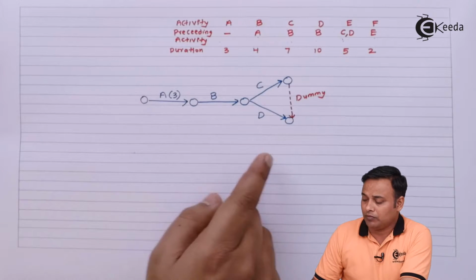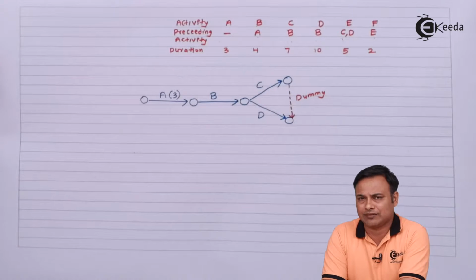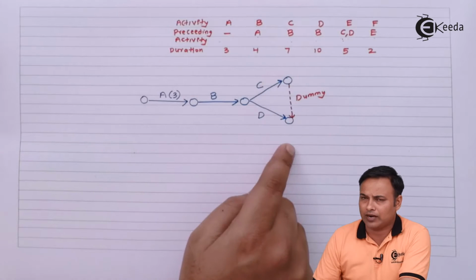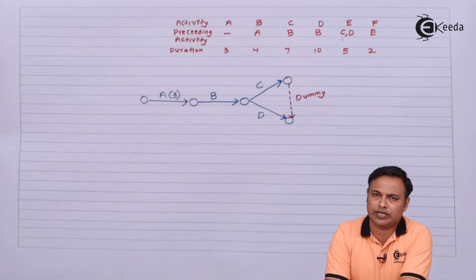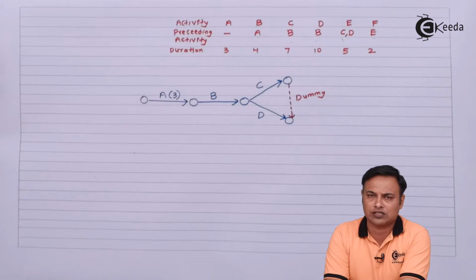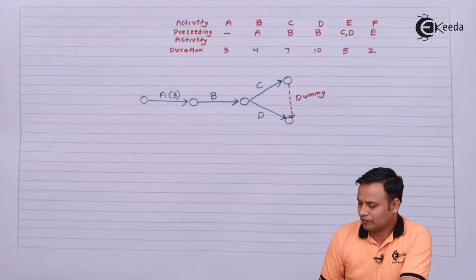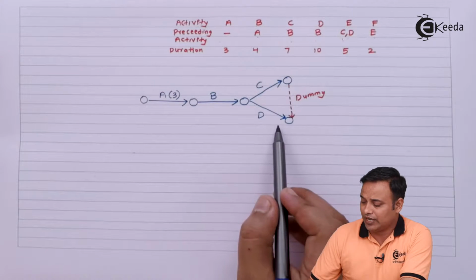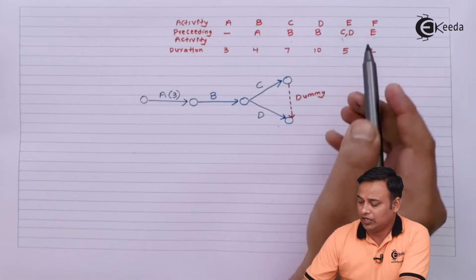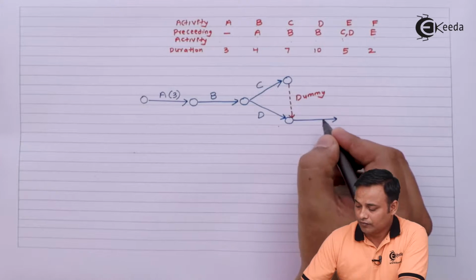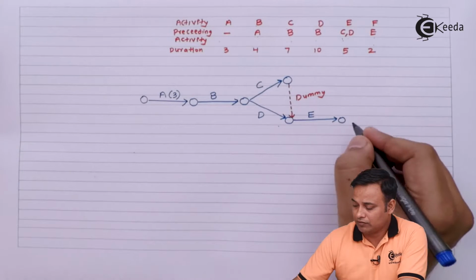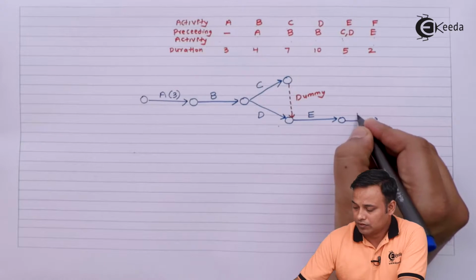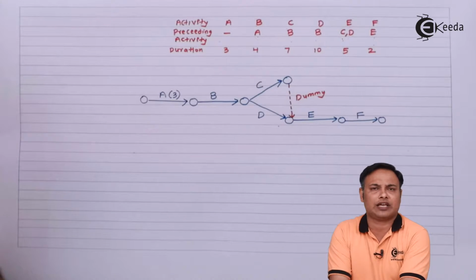Alternatively, you can go from D to C. It's highly subjective. Today I have made C to D, maybe tomorrow I would make D to C as well. It's purely subjective. It won't affect the solution. Your answer won't go wrong. Answers will remain same. Now after joining C and D, we'll start with E. And after E we have F as my final activity.